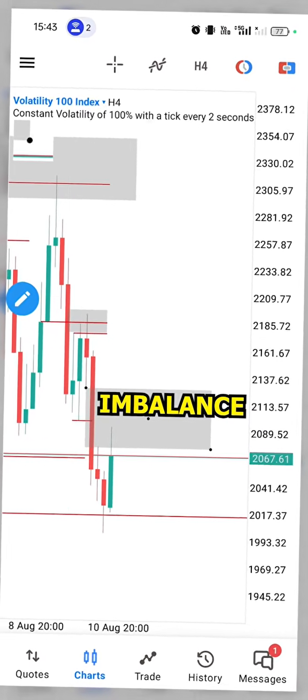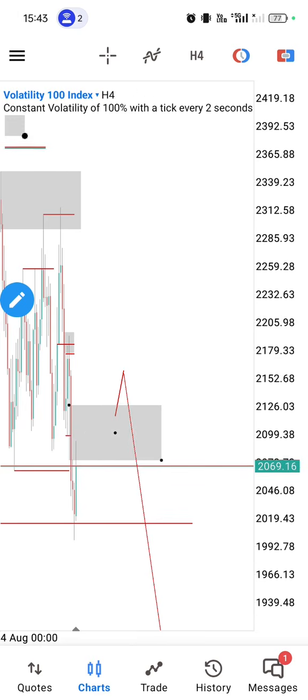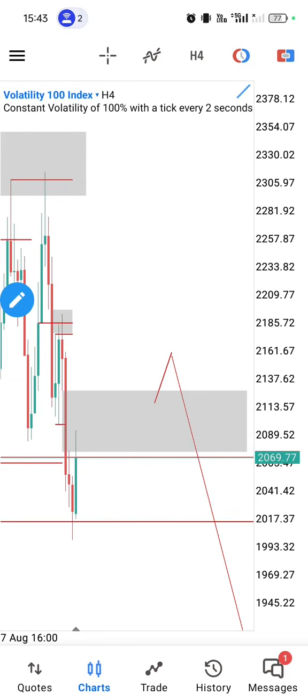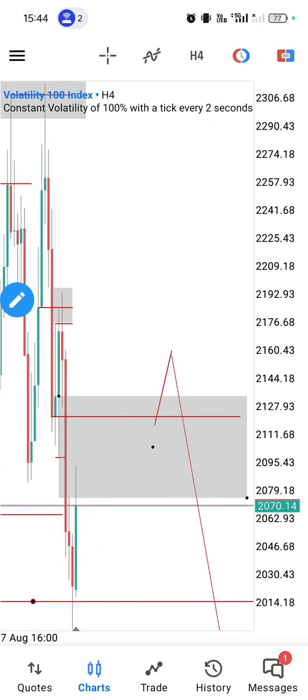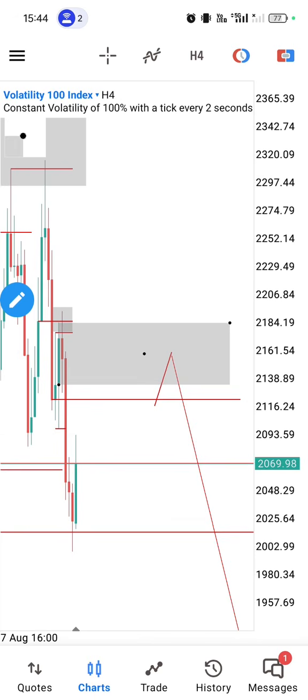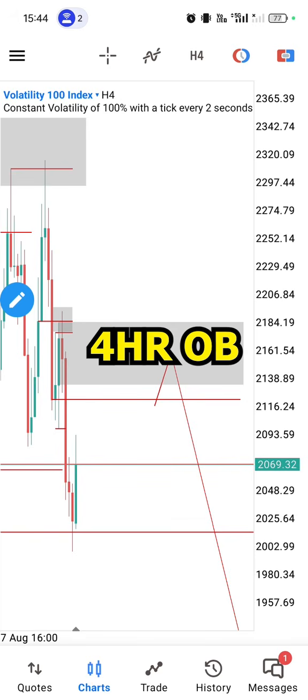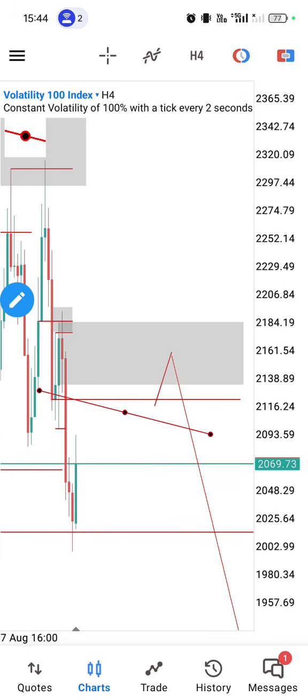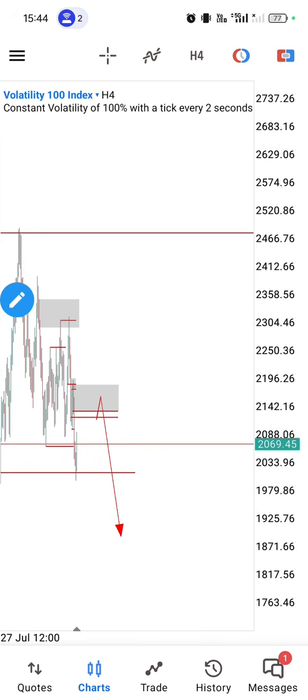So within the range there is the imbalance, and after price fills that imbalance, it's going to hit the mitigation block on the 4-hour, and right above the mitigation block you can see that it's going to also be met with the 4-hour bearish order block. So price is going to return back into the range and then respect all these interest points to drop down. That's how simple it is.